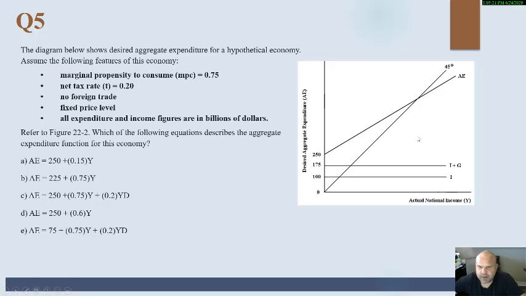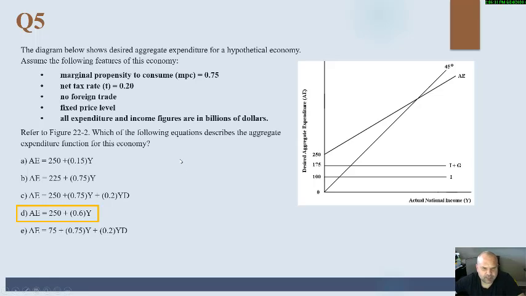So here we have a diagram. It's showing us the aggregate expenditures function, 45-degree line. It's showing investment, and it's also showing investment plus government spending. Okay, here are the features of this economy. The marginal propensity to consume is 0.75. The net tax rate is 0.2. There's no trade. There's a fixed price level, which is always true when we're looking at Keynesian cross diagram, and then all of the expenditures and income figures are in billions of dollars. So which of the following equations describes the aggregate expenditures function for this economy? So you want to hit pause and spend a few minutes trying to figure this out.